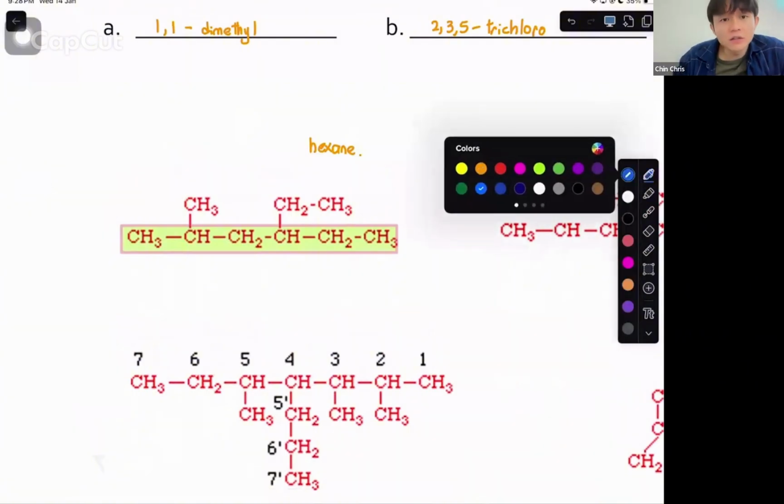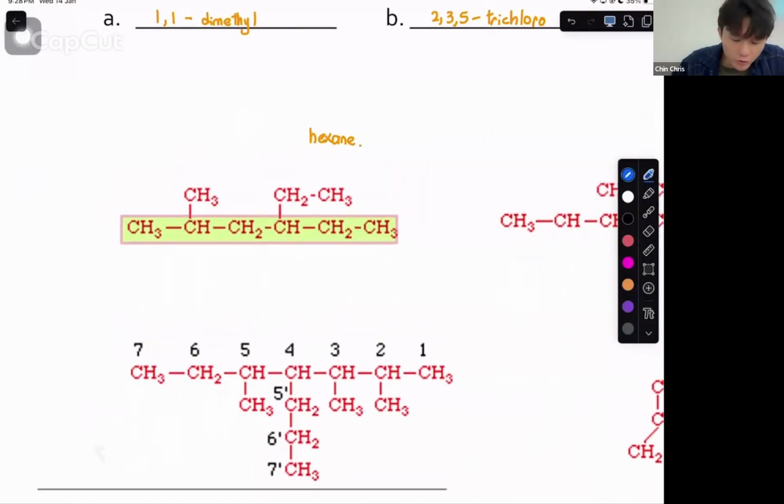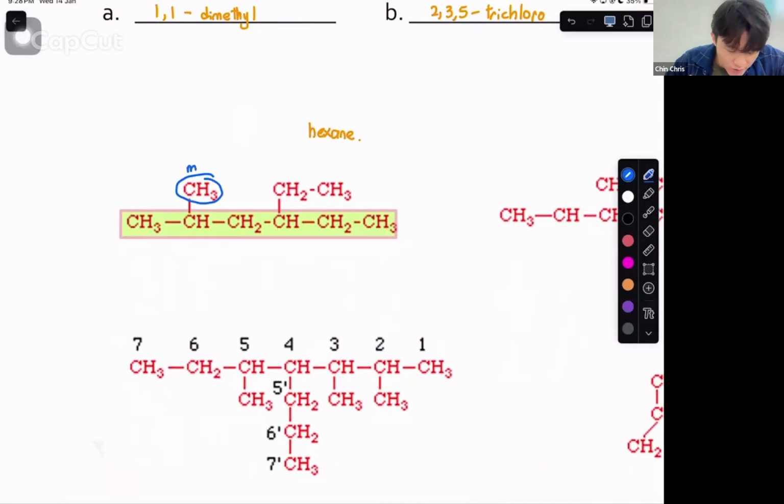After naming the longest, the second step is to name the side group. So side group, please circle it. CH3 is known as a methyl. C2H5 is known as an ethyl. So we have a methyl and we also have an ethyl.